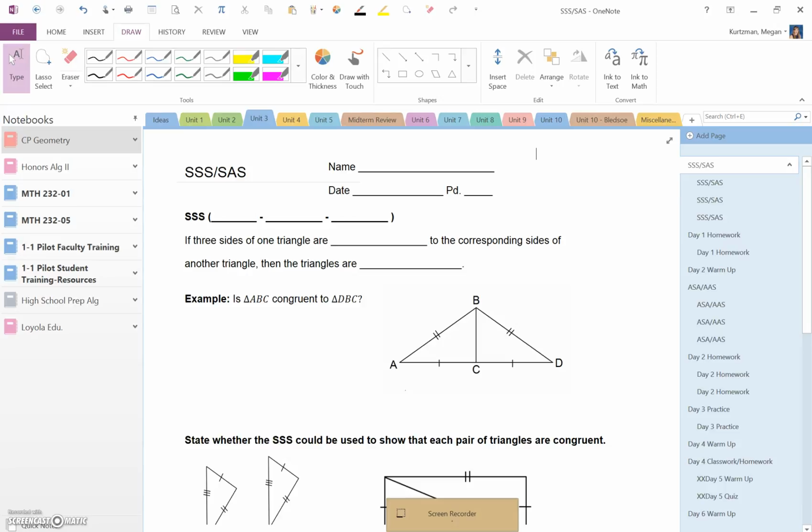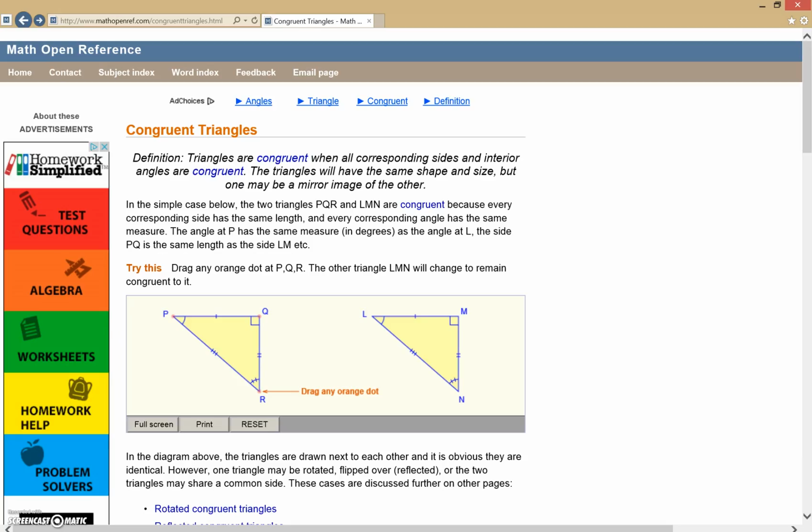So let's just review again what we know about congruent triangles. Triangles are congruent when all corresponding sides and interior angles are congruent. The triangles will have the same shape and size. That was our definition of congruent a long time ago when we talked about congruent segments.